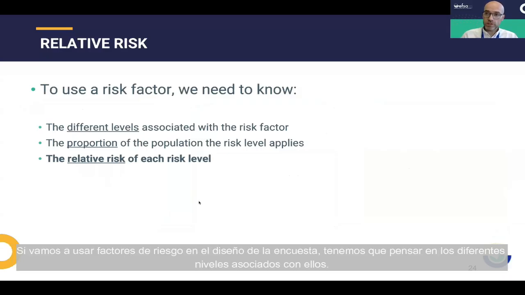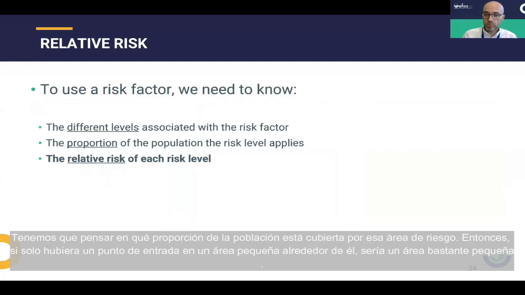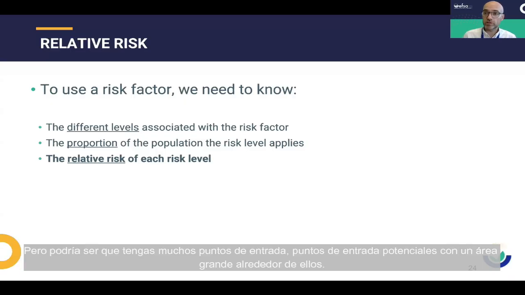So if we're going to use risk factors in the survey design, we have to think about maybe the different levels associated with them. So it could be that, again, if the risk factor is an entry point, the area closest to that entry point is high risk, and then as you get further away, it becomes medium risk. We have to think about what proportion of the population is covered by that risk area. So if there was just one entry point and a small area around it, it would be quite a small area. But it could be that you have many potential entry points with a large area around them.